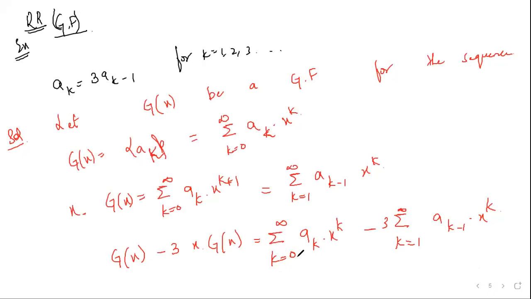So for that, I will substitute the value of k is equal to 0 in this term. What will I have? I'll have simply a naught. Next, k is equal to 1 to infinity, I will keep it in the sigma notation. So this can be given as a naught plus the sum from k is equal to 1 to infinity of ak minus 3ak minus 1 into x power k.